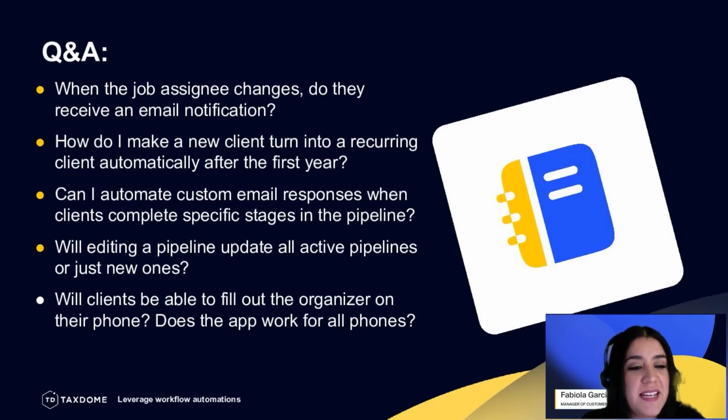Next question. Will editing a pipeline update all active pipelines or just new ones? All right, that's a great question. So as you edit a pipeline, it's just going to edit that one pipeline. Obviously, each service that you offer is going to have completely different stages, completely different actions. And in this case, what I can advise you is that let's say you have somebody on stage 1 and you modify stage 7. That modification is going to be live as soon as you hit save. So it won't really affect your client because they're still on stage 1. Once they hit stage 7, they'll get that updated version of the stage.